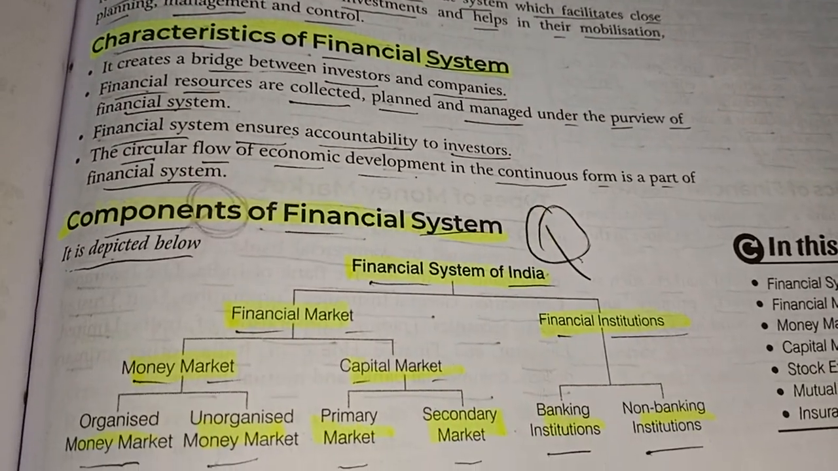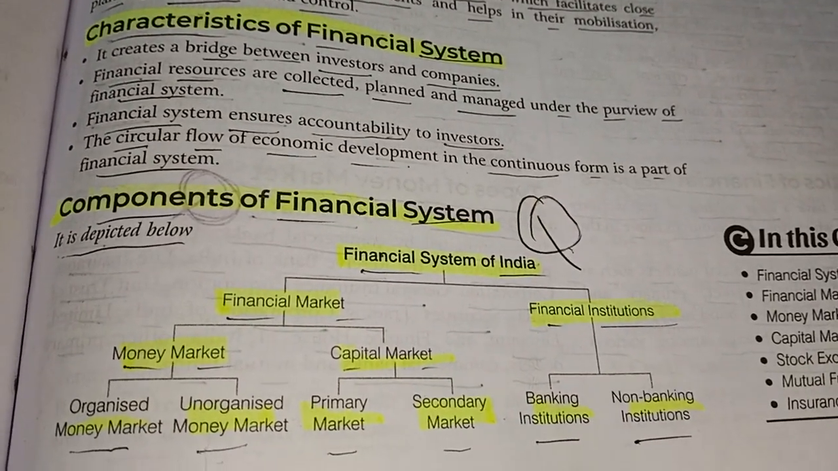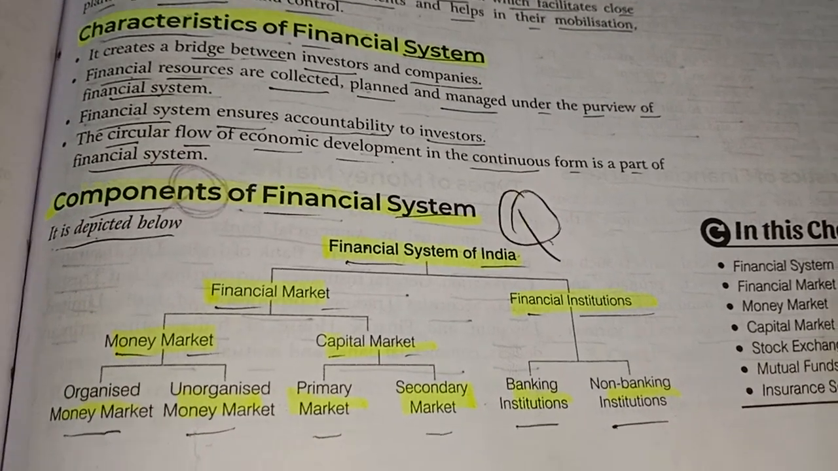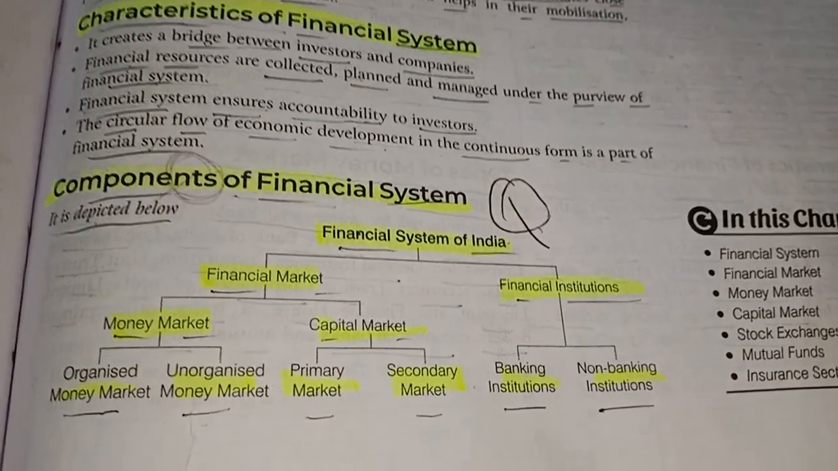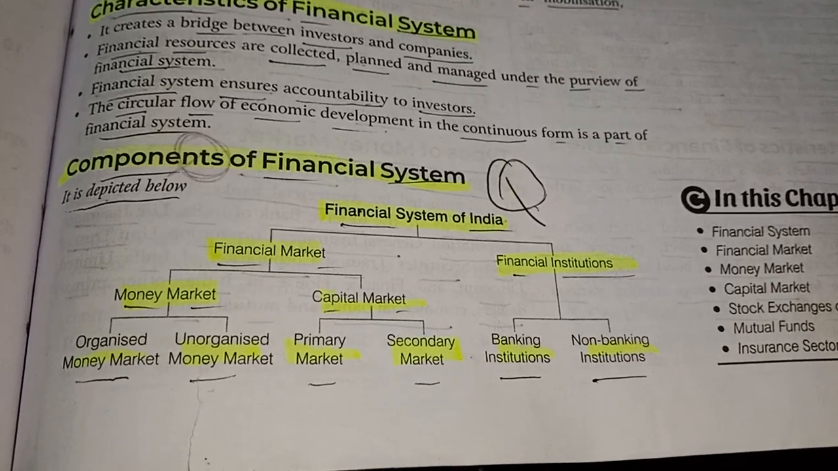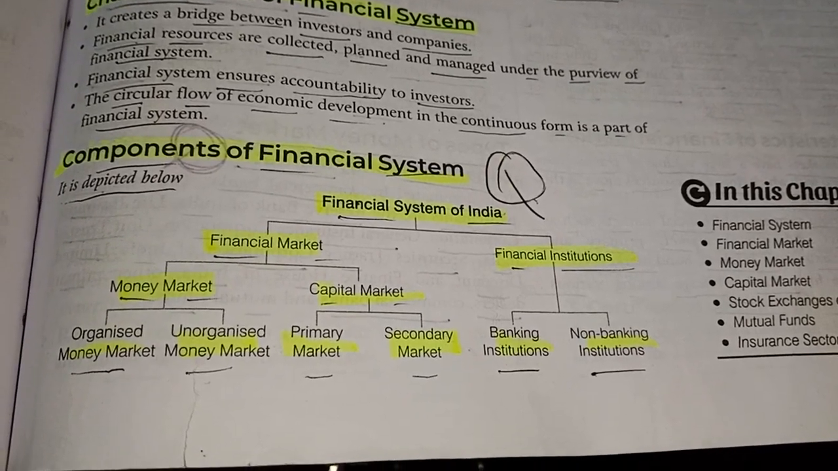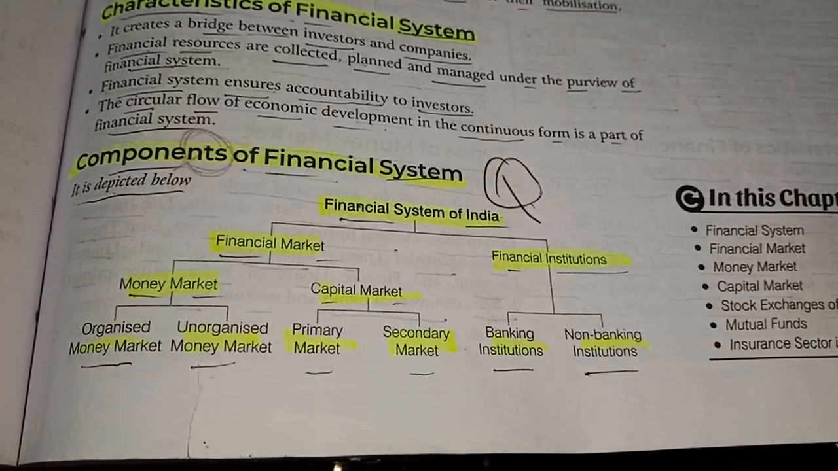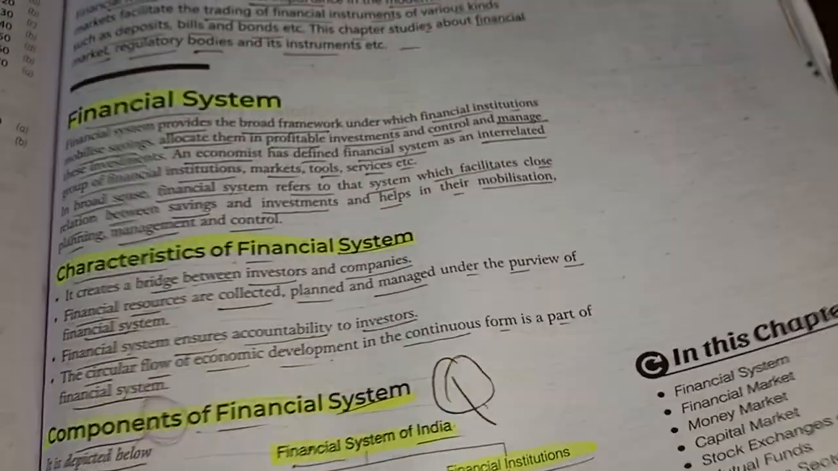Components of financial system. It is depicted below. Financial system of India: financial market and financial institutions. Financial market: money market, capital market. Money market: organized money market, unorganized money market. Capital market: primary market, secondary market. Financial institutions: banking institutions, non-banking institutions.